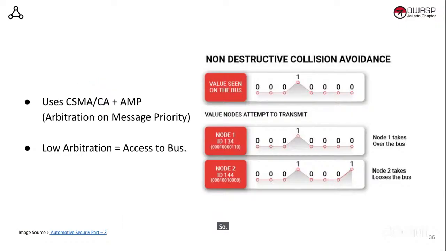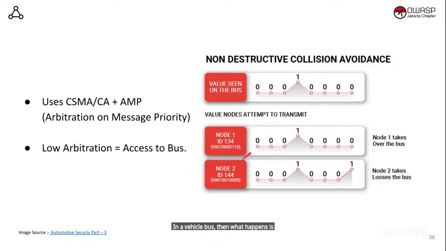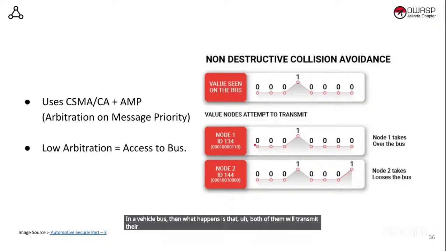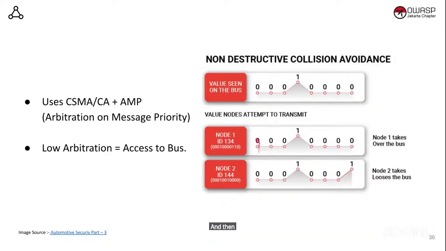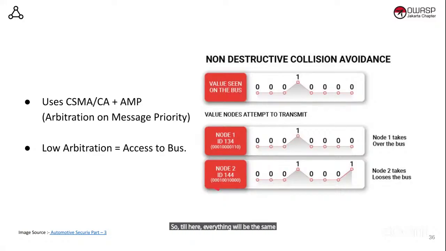So what do you mean by access to the bus? For example, if there is an ID 134, which is the least ID compared to 144, and both of them want to transmit their packets at the same time in a vehicle bus, then both of them will transmit their first bit, which is the most significant bit, and then they'll see if it's the same value. Every time a node transmits a bit to the bus, it also tries to read from the bus whether it's the same bit, across the entire CAN bus. So till here, everything will be the same because of the binary representation.